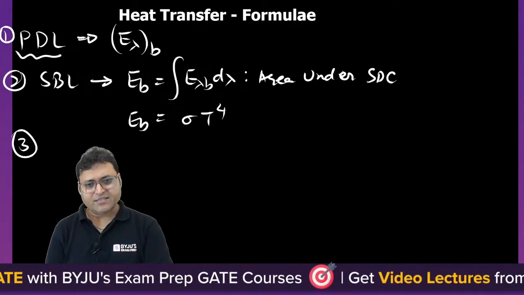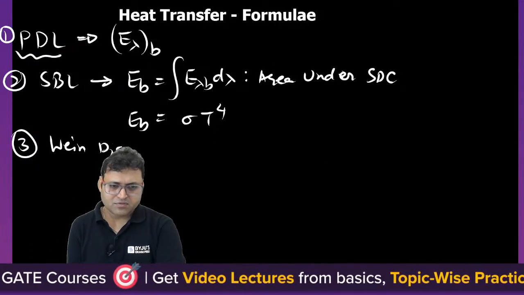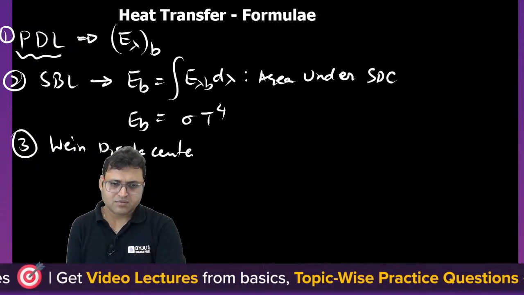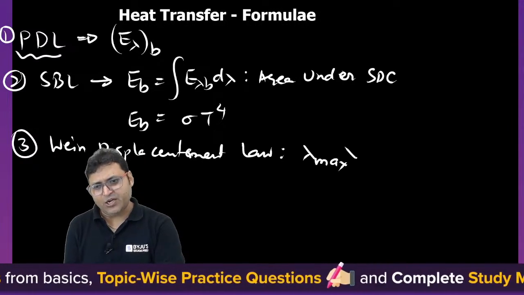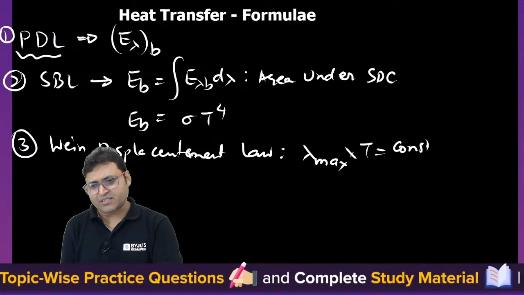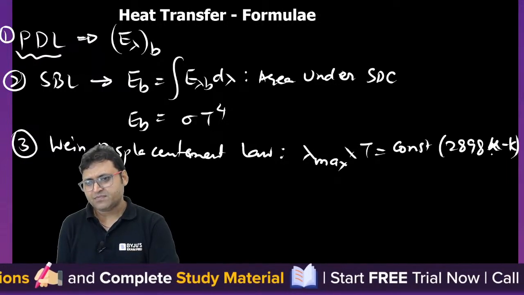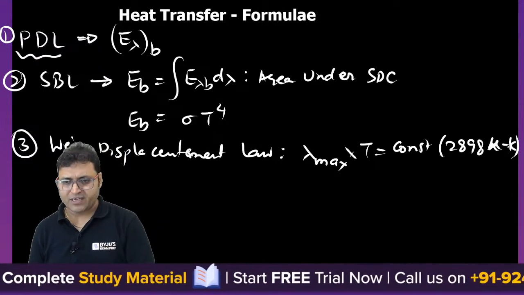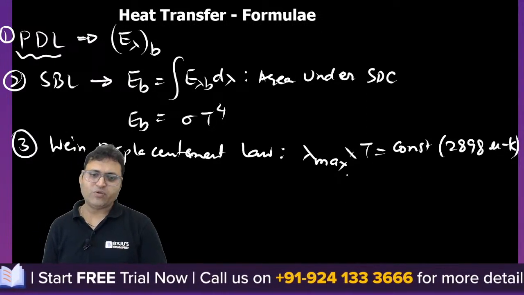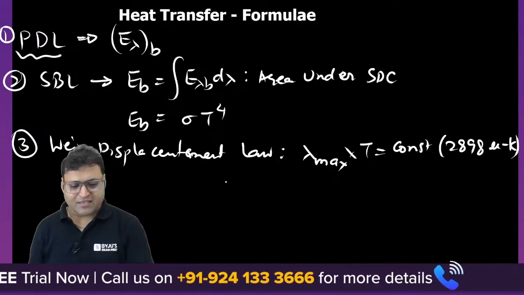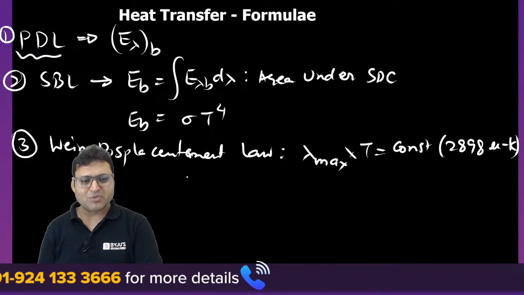The third one is Wien displacement law. Lambda max into temperature is equal to a constant, that is 2898 micrometer Kelvin. What is lambda max? The value of wavelength where the monochromatic emissive power becomes maximum.